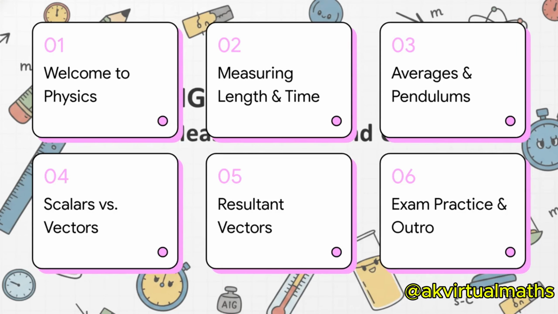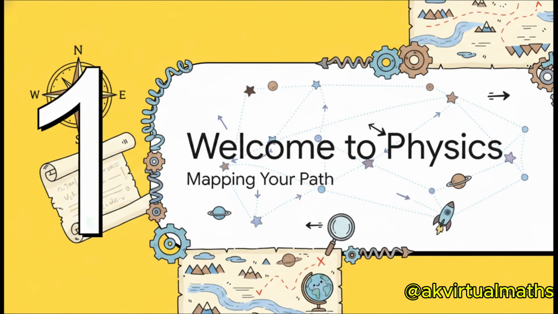Here is our game plan for this explainer. First, a quick welcome to IGCSE Physics, then measuring length and time, followed by average values and pendulums. After that, we dive into scalars versus vectors, finding resultant vectors, and we will wrap it all up with some exam practice and an outro. All right, let's jump straight into Section 1.